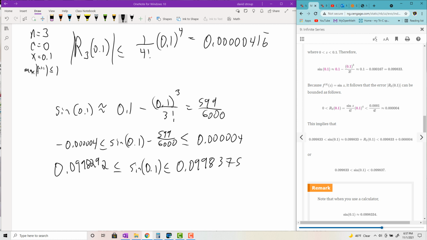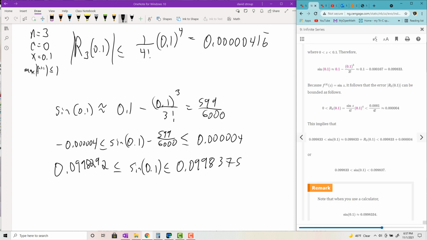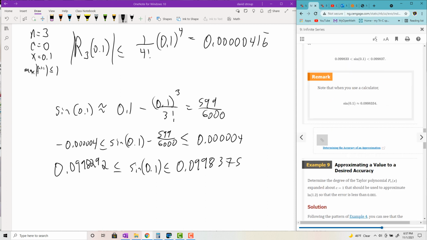Yeah, mine's a little better than theirs, clearly. They have 0.0998. So their approximation was a little less than mine. It must have been that they approximated the 0.00000416 repeating as 0.000004, whereas when I went into Wolfram, I used the literal value for that. Okay, great stuff. Let's see what else they have, and then they've actually figured it out with the calculator, and they show it's pretty close.